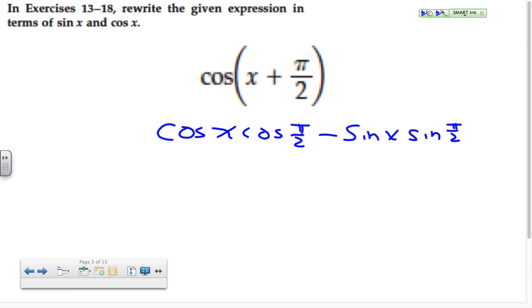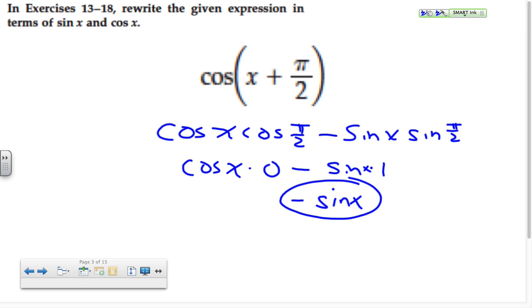So cosine of x is just going to stay cosine of x. But I know that the cosine of pi over 2 is 0. Sine of x is going to stay the same, and the sine of pi over 2 is 1. So this becomes 0 minus sine of x. And that's my answer.